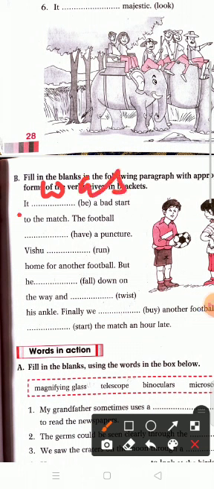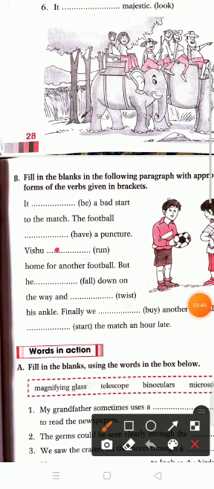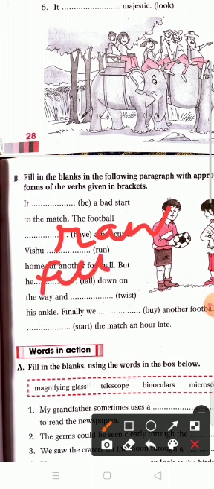The football, have ka past tense, had a puncture. We should dash home for another football. Run ka past tense. Past tense for run will be ran. Ran home for another football, but he fell down on the way and twisted, only add ed, and twisted his ankle.